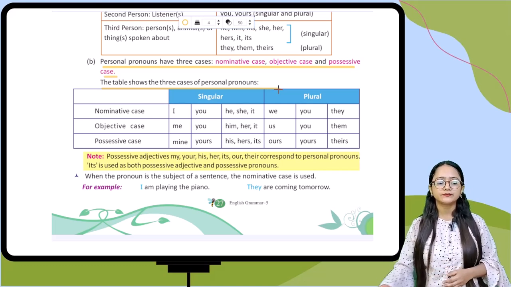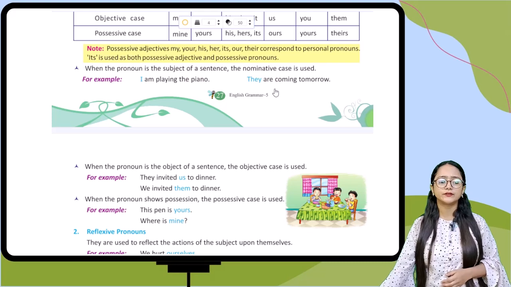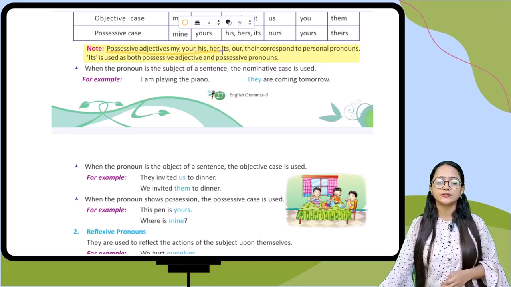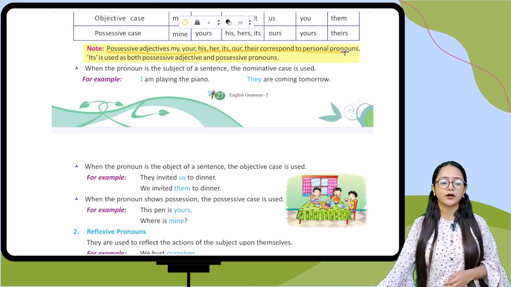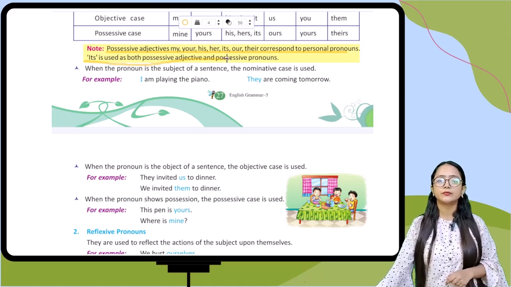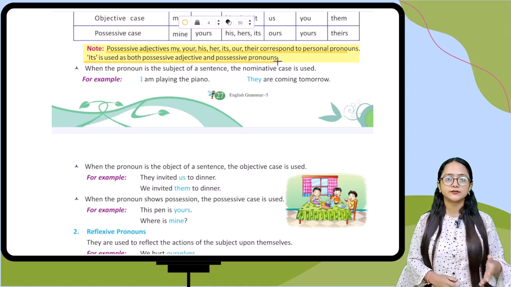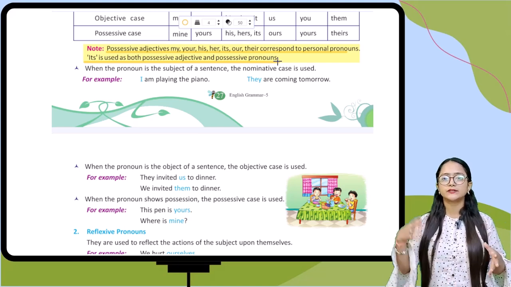Now students, before going further, there is a note. Possessive adjectives my, your, his, her, its, our, their correspond to personal pronouns. Its is used in both possessive adjective and possessive pronoun.